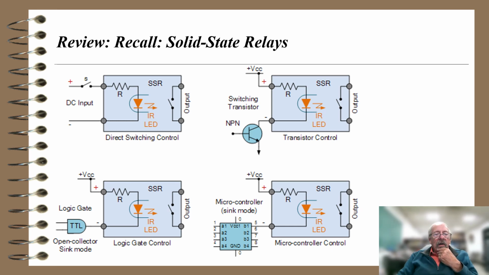Each one of these, we apply a very small current on the left-hand side to switch a larger current on the right-hand side. It's directly connected up in the top left, but in the top right you see a transistor there. The bottom left you see a logic gate with two inputs that both have to be low in that case before that device will turn on the relay. Then there's a microprocessor in the bottom right, where pin number 5 would go low and turn on the infrared LED.